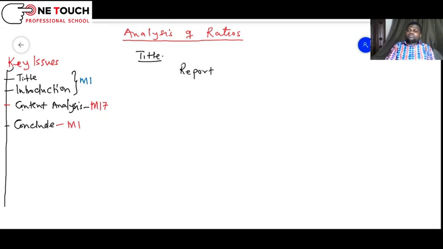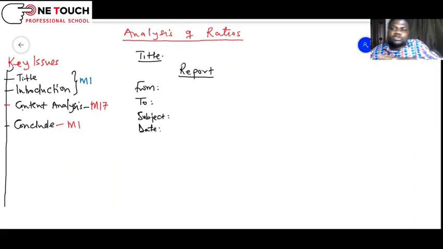So report. And the line is like this: from, to, the date, and then subject. So from who? You can write your name. You can say that as a consultant, write a report to the ordinary shareholders of OneTouch. So it means that your position is consultant. So you can write Robert Consult. Then to who? Shareholders of OneTouch, or the board of directors of OneTouch. The two will be given in the question. Then subject.